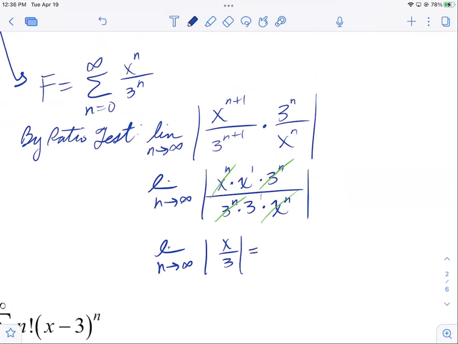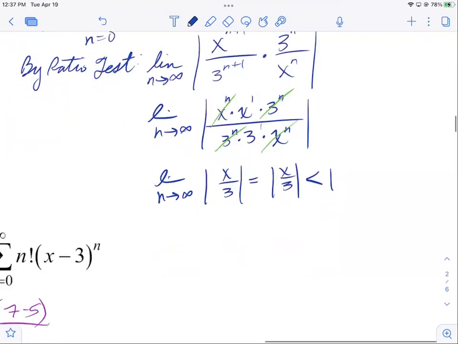What's the limit of a constant? 3 is a constant too, right? There's no variable n anymore. So the limit of a constant is just a constant. So it equals that, right? There's no n variable anymore. So now we force that to be less than 1.